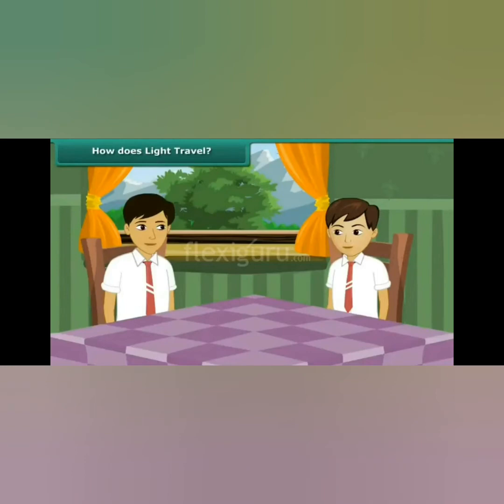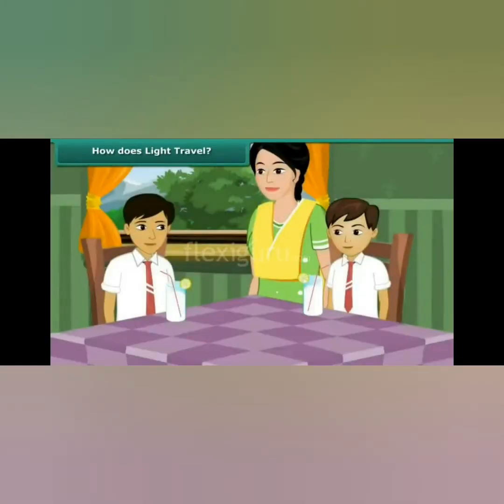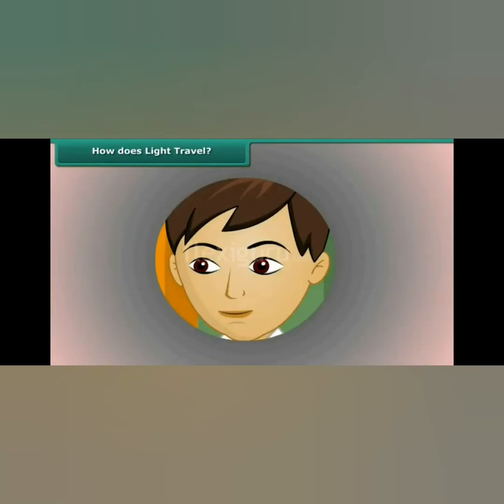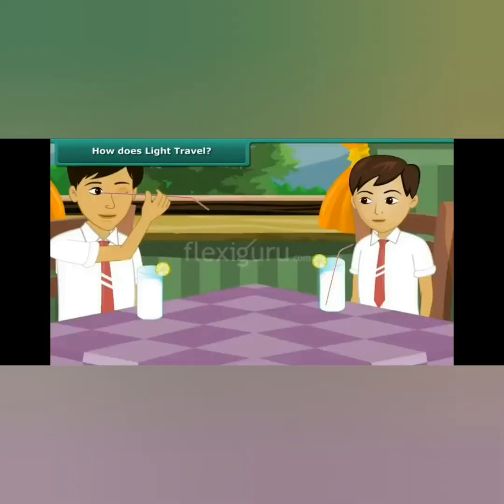Okay, now let's understand how light travels. So your mother gives you and your friend a glass of lemonade with a straw. Through that straw, you try to look through the hole at your friend and you are able to see.